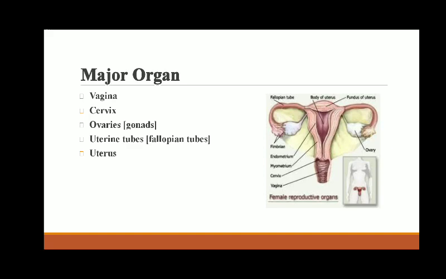See in this diagram, we are able to see the different organs of the female reproductive system, that is ovaries, fundus of uterus, body of uterus, Fallopian tubes, fimbria, endometrium, next to that myometrium, cervix and vagina.